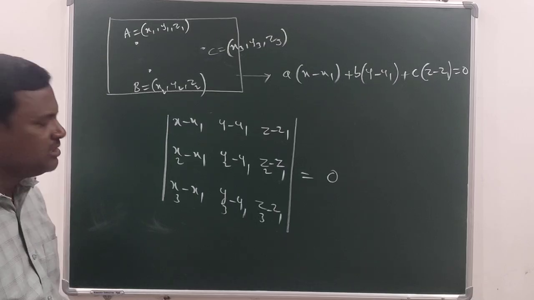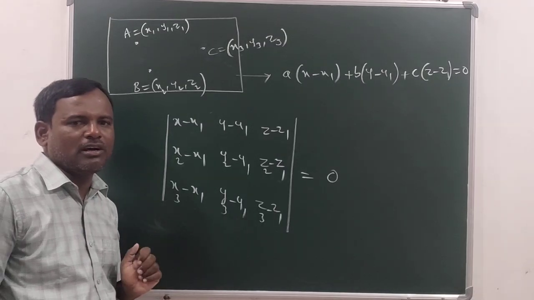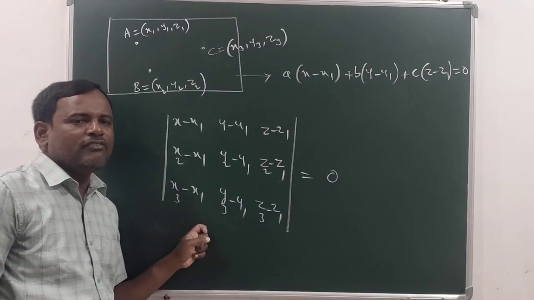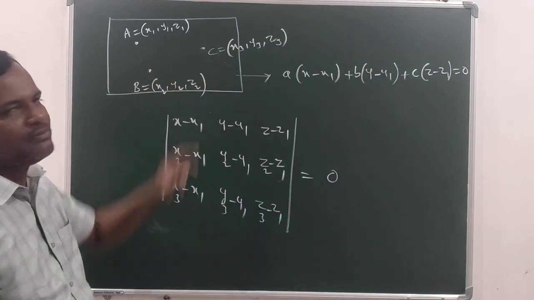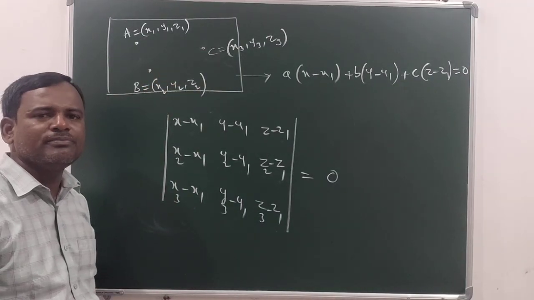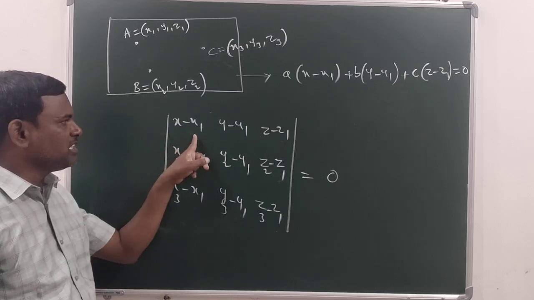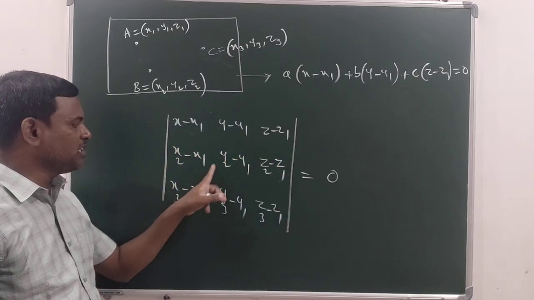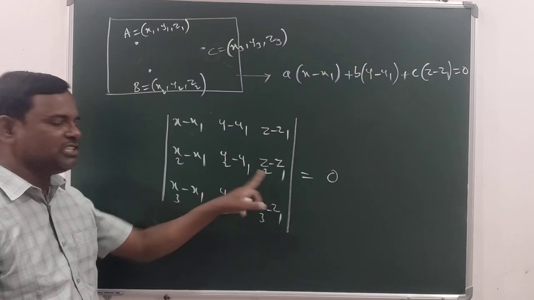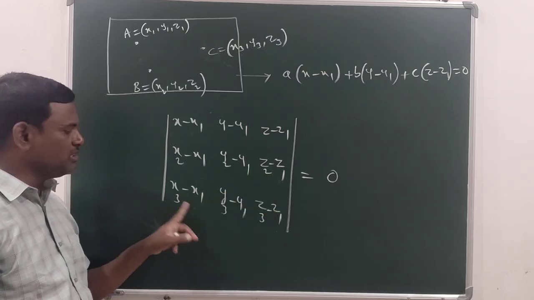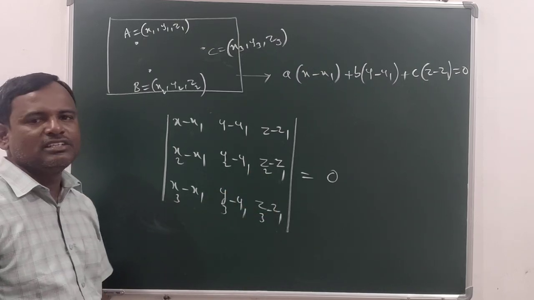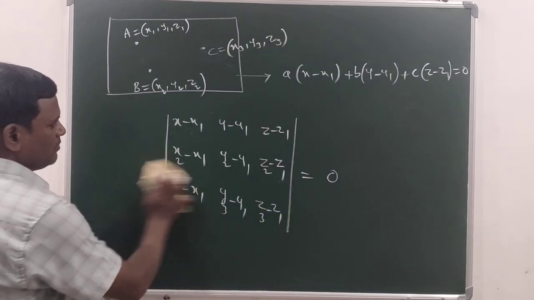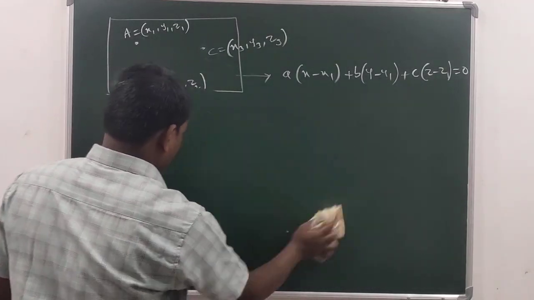Okay students, just remember it like a standard formula. What is this? The equation of a plane which passes through 3 points. Very easy to remember, no? See, first row: x minus x1, y minus y1, z minus z1. Second row: x2 minus x1, y2 minus y1, z2 minus z1. Third row: x3 minus x1, y3 minus y1, z3 minus z1, which is equal to 0.